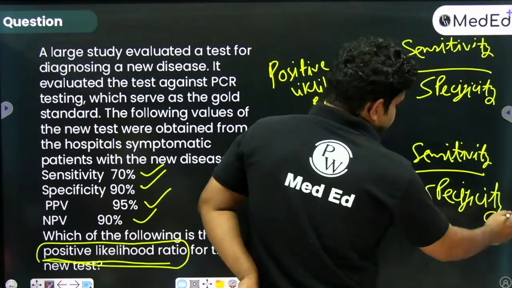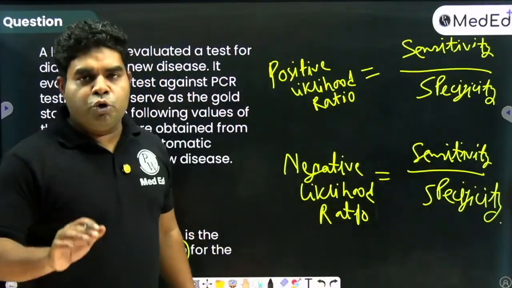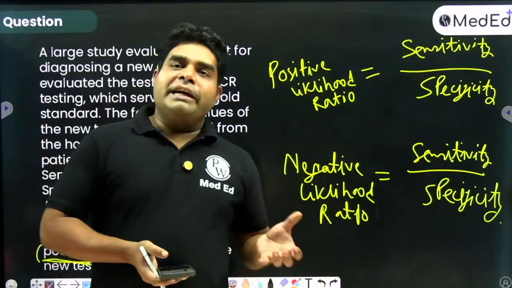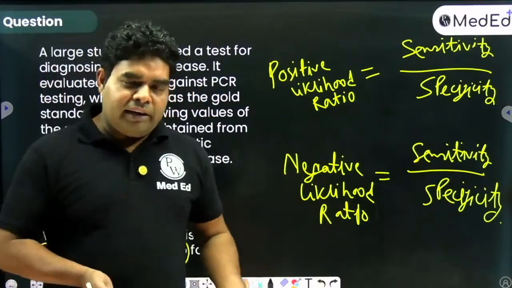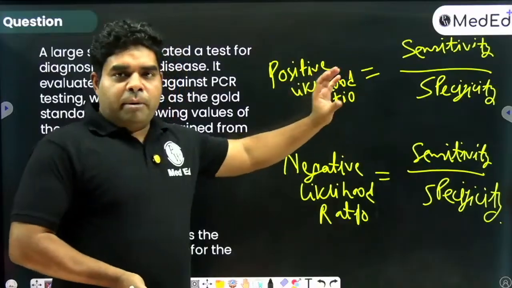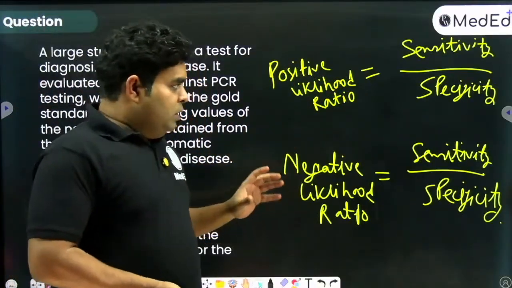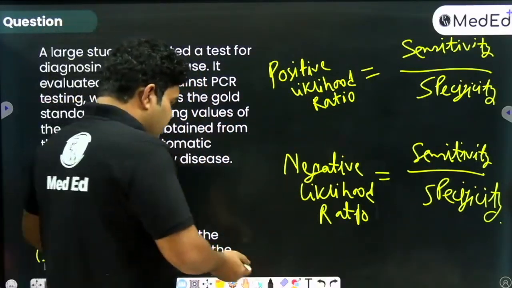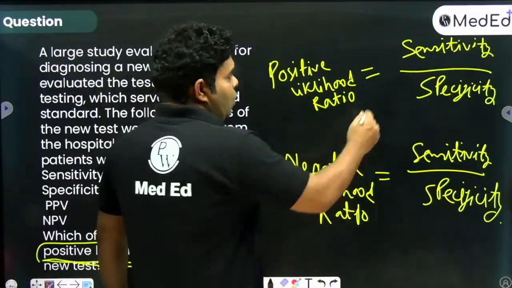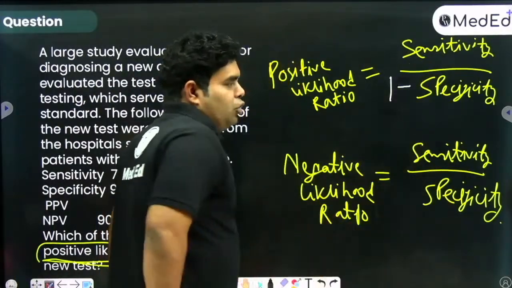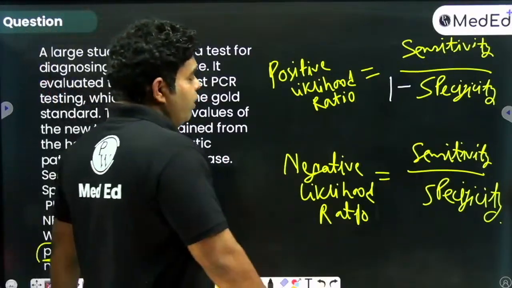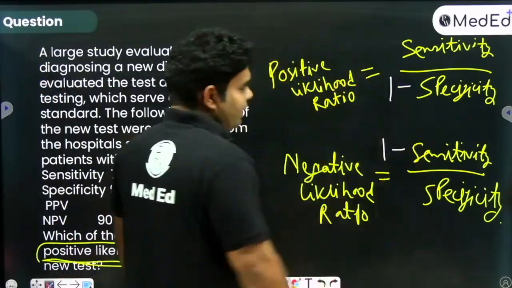And I am expecting this NEET PG exam paper to be a bit tough, just like NEET UG was a bit tough, and then such tough questions can also come. So how will you remember the formula? The difference in these two is, in the positive likelihood ratio, the 1 minus sign is in the denominator, and in the negative likelihood ratio, the 1 minus sign is in the numerator.